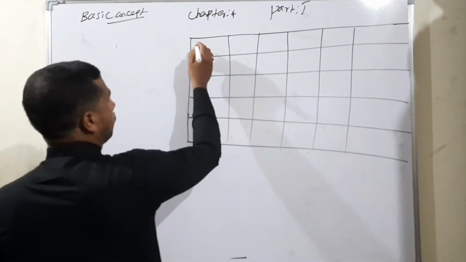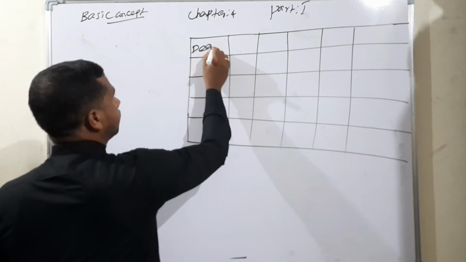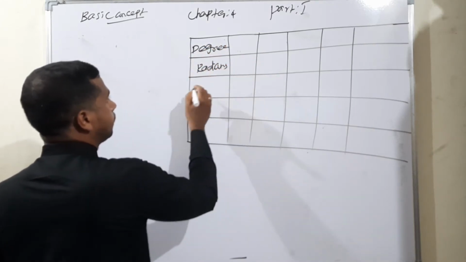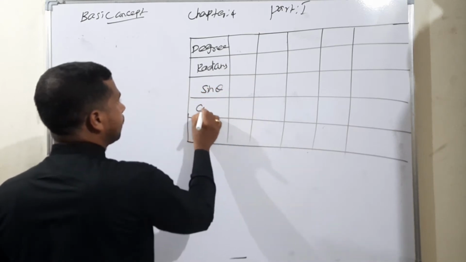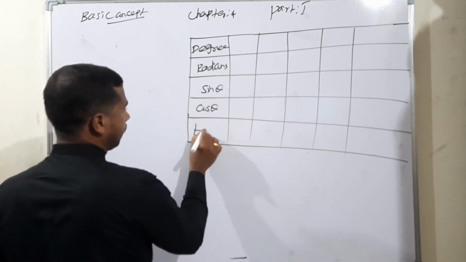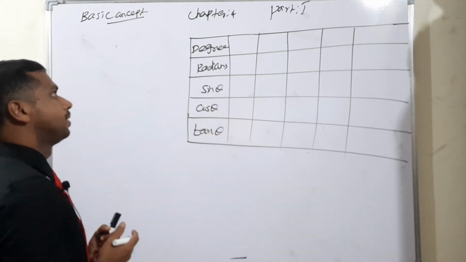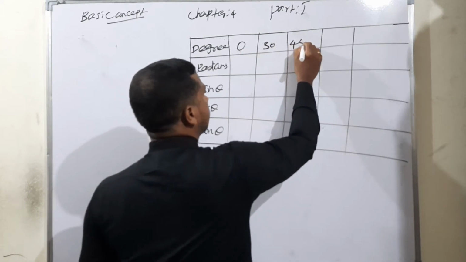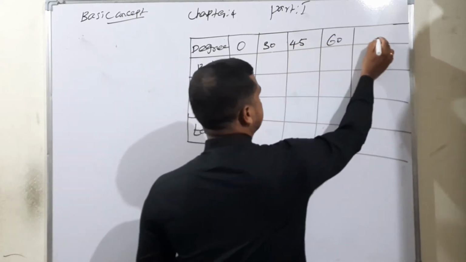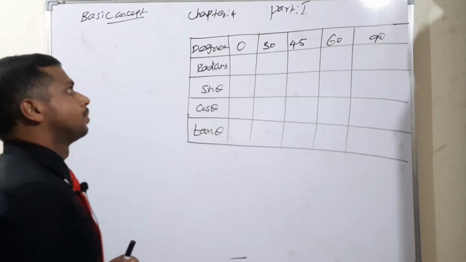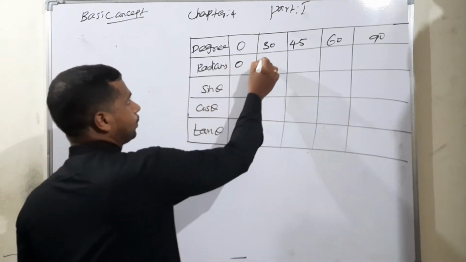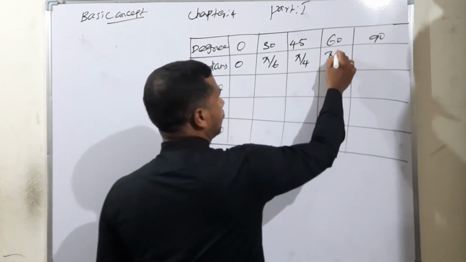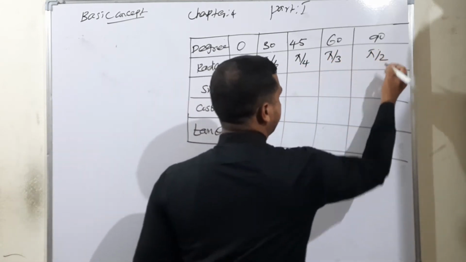So first table name: degree, second one radians, third one sin theta, fourth one cos theta, last one is called tan theta. The degrees are 0, 30, 45, 60 and 90. In radians, 0 means 0, then pi by 6, pi by 4, pi by 3 and pi by 2.